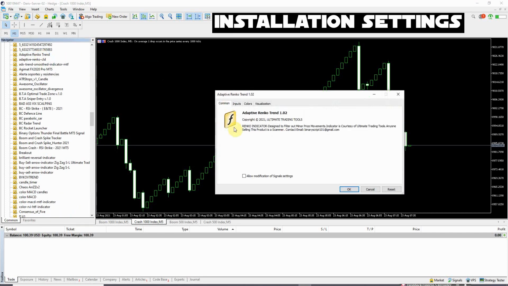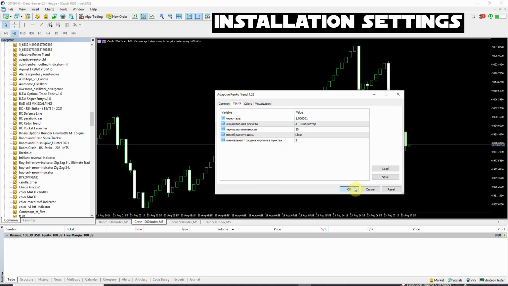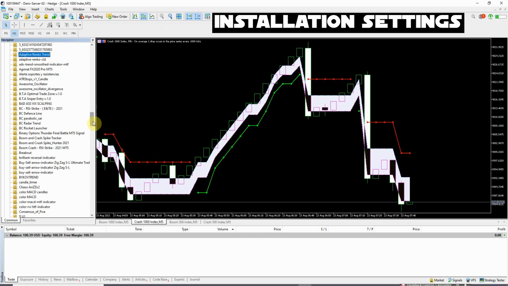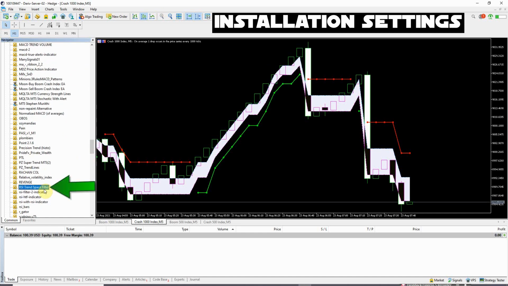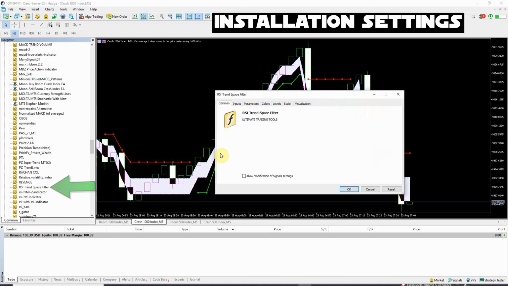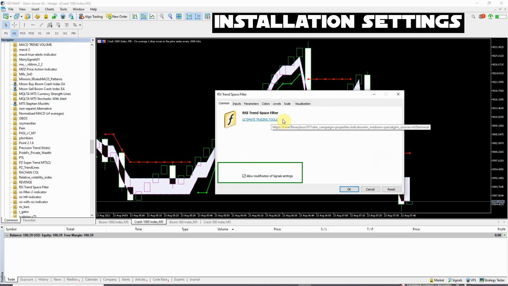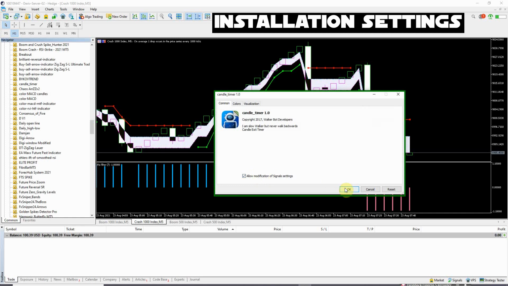Locate the installed indicators. I will start by loading the Renko Adaptive Trend Indicator, used for filtering real-time trend movement. Next I will attach the RSI Trend Space Indicator to the chart, used for comparing the magnitude of the market's recent gains to the magnitude of its recent losses, to evaluate overbought or oversold points in a market. Attach the Candle Timer Indicator to monitor time left until next candle.